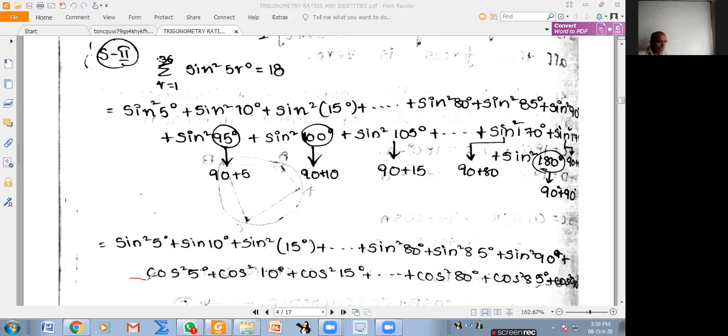Now, what is this sin square 5 plus cos square 5? 1. What is this sin square 10 plus cos square 10? 1. What is this sin square 15 plus cos square 15? 1. Like that, we'll get 18 ones. In total there are 36 terms. The first 18 terms I did not touch. In the second 18 terms I changed the sine into cos. And then when I made pairs, each pair value is 1. Like that, I got 18 pairs. So it is 18.